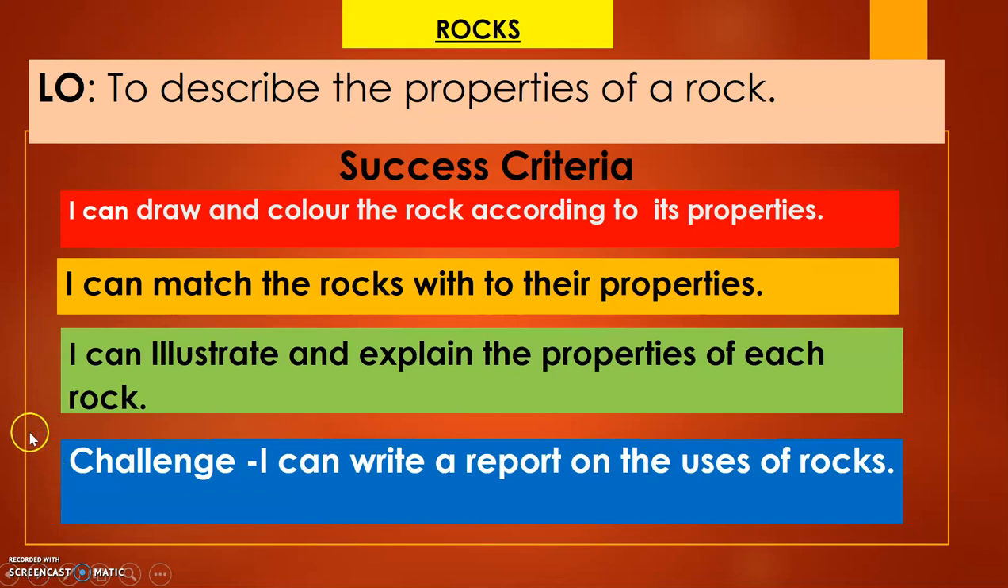Our learning objective: to describe the properties of a rock. Success criteria: I can draw and color the rock according to its properties. I can match the rocks to its properties. I can illustrate and explain the properties of each rock. And I can write a report about the uses of rocks.